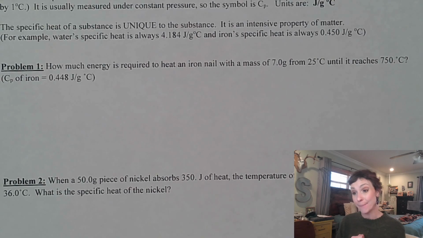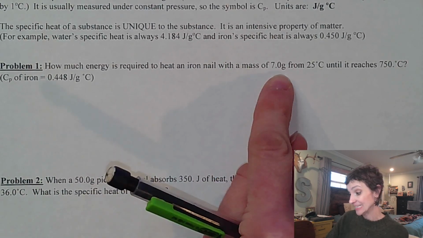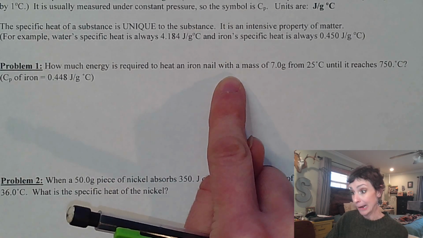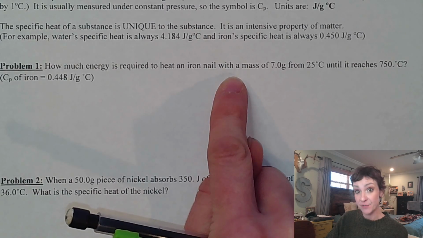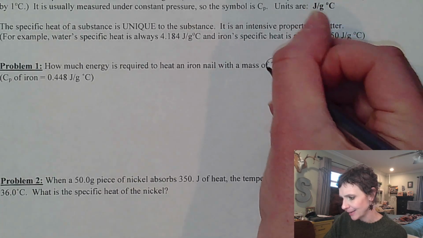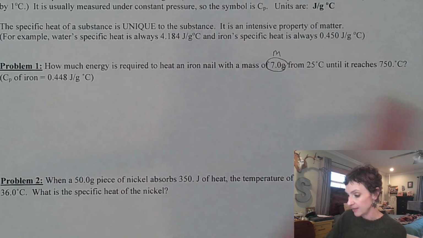That could be an M or a CP or a Q. So let's see. The first thing I see, it even tells you, is a mass of 7.0 grams. Even if they didn't say a mass, if they said an iron nail that is, or a 7.0 gram iron nail, we see grams and we're like, yeah, that is a unit for a mass value. So I'm going to write an M right above it.